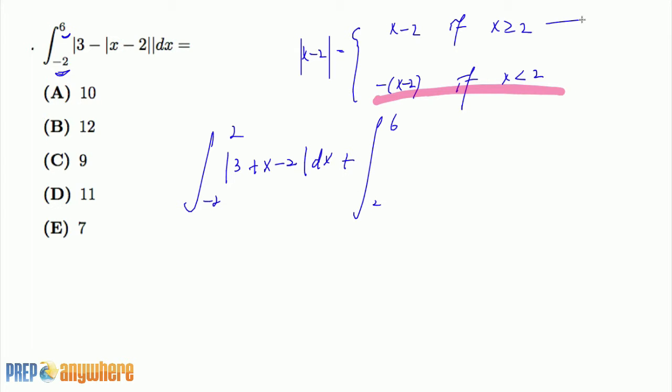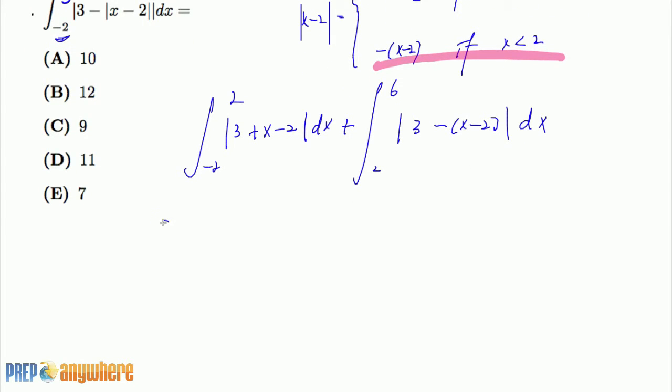From 2 to 6, we're in this category, so it's 3 minus of x minus 2. You have to watch out for the negatives. Simplify. So it's 1 plus x. And this is going to be 5 minus x.